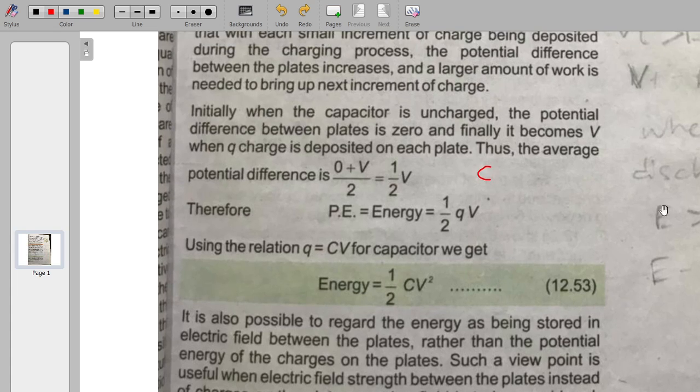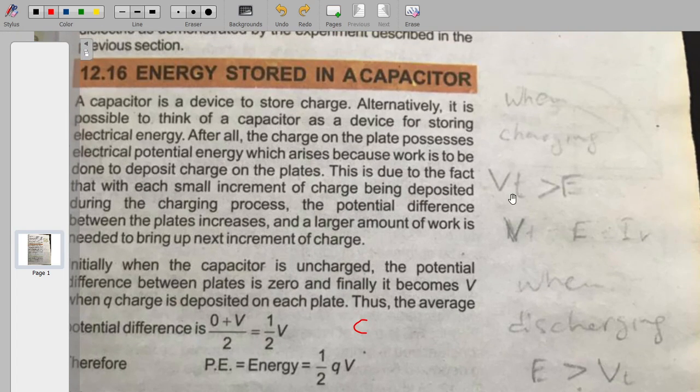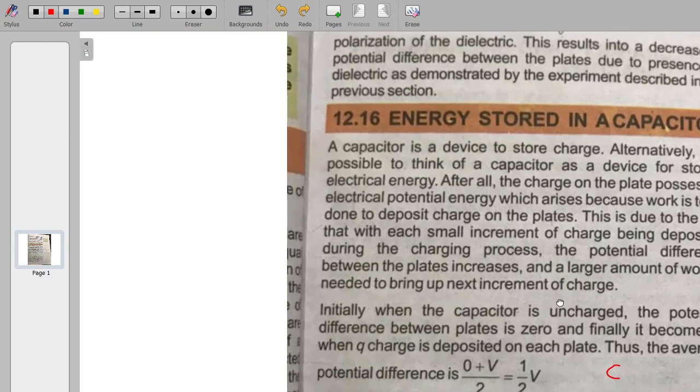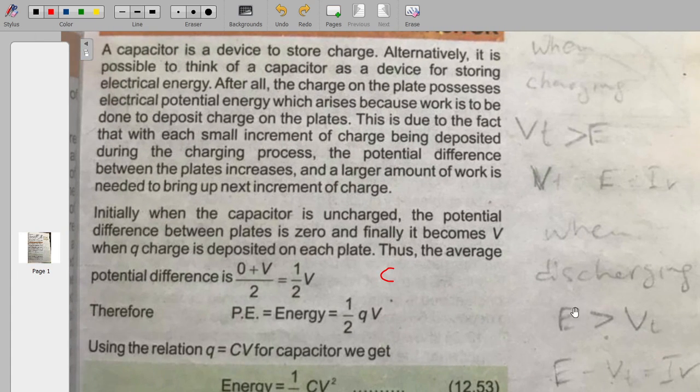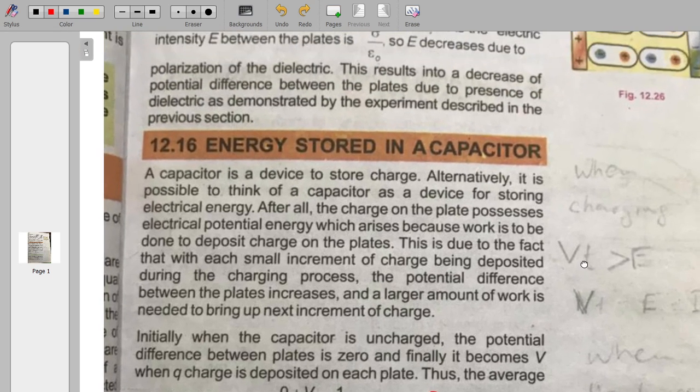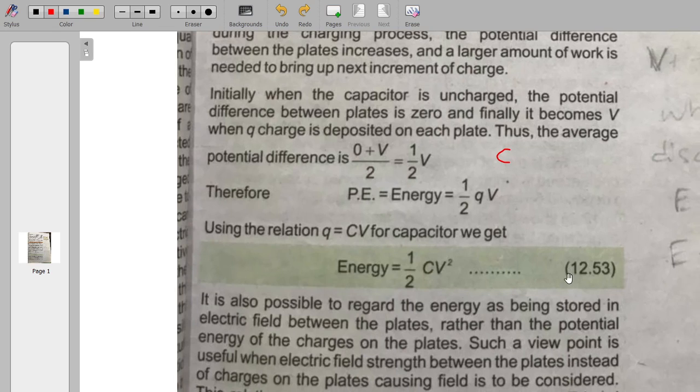So you can just mess around with the formulas. And here I wrote some notes that when charging a capacitor and while discharging a capacitor, you have this phenomenon that the voltage is greater than the electric field, and when discharging the electric field is greater than the voltage being discharged. So these are some notes I wrote in my own days, and you can use them for your own understanding if you want. And that pretty much concludes the electrostatics chapter. If you have any questions, you're free to ask.